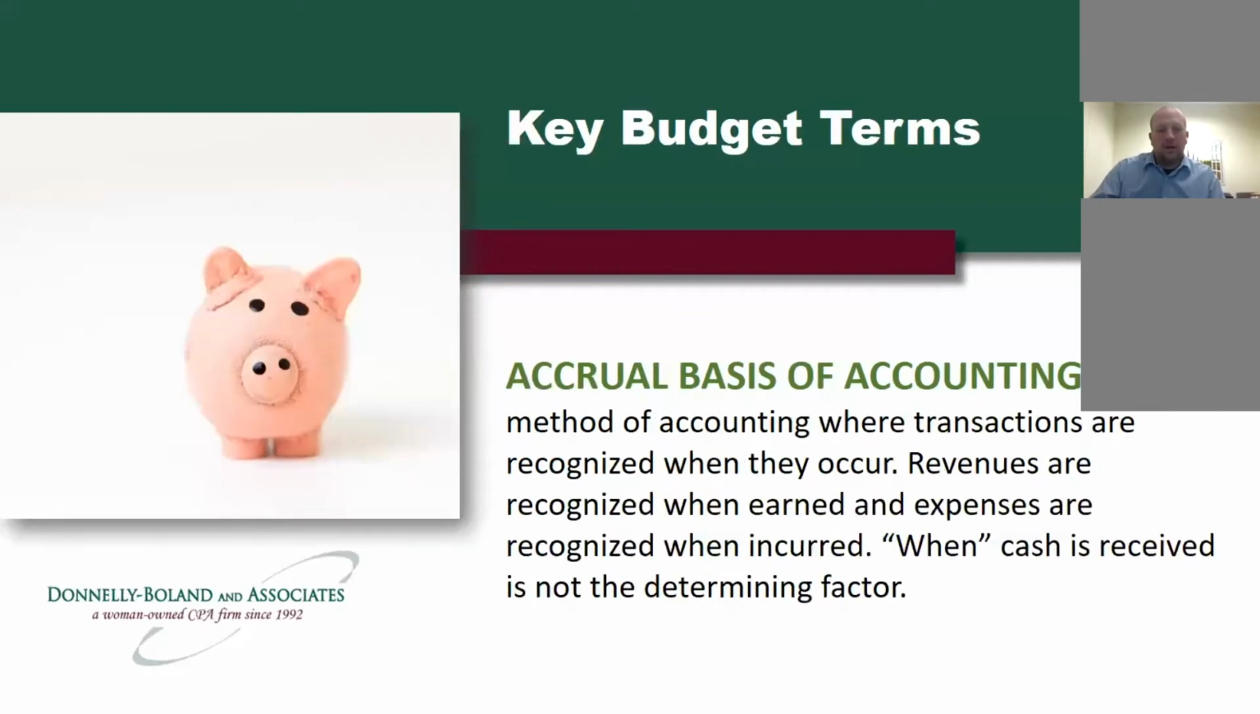So now going into accrual basis of accounting, this method is where the transactions are recognized when they occur. Revenues are recognized when earned and expenses are recognized when incurred. When cash is received is not the determining factor. Cash basis is definitely easier, but accrual accounting shows a more accurate picture of the company's financial health by including items, like I said, accounts payable and accounts receivable.